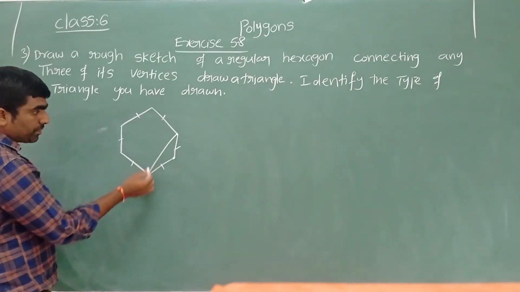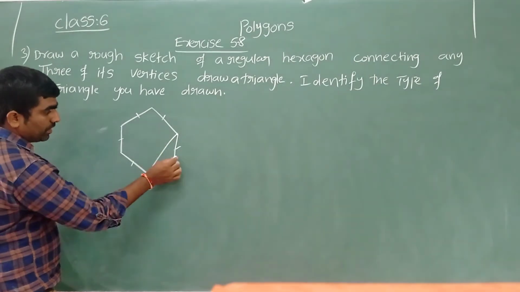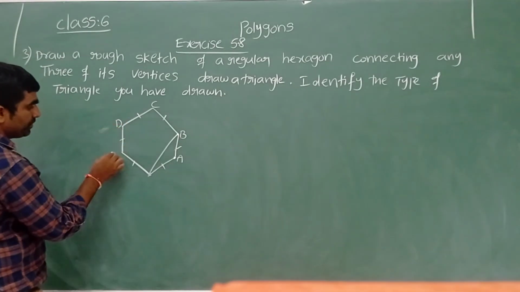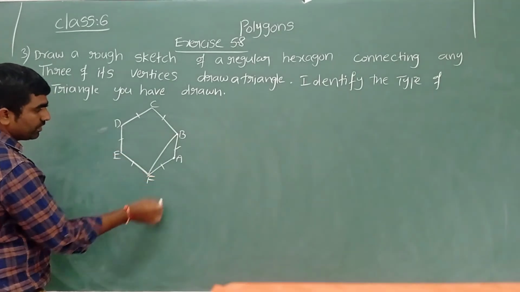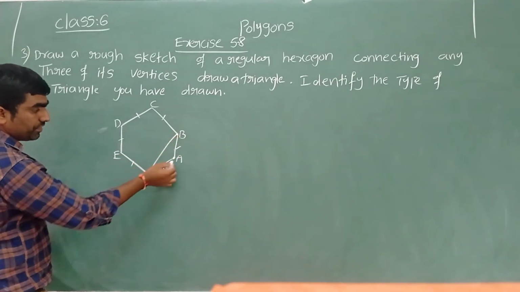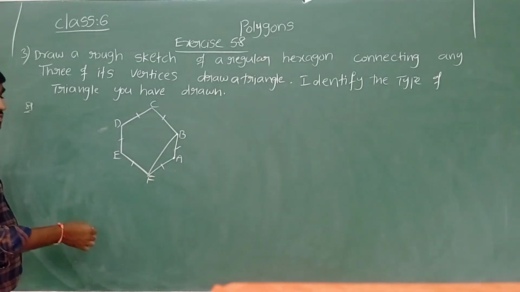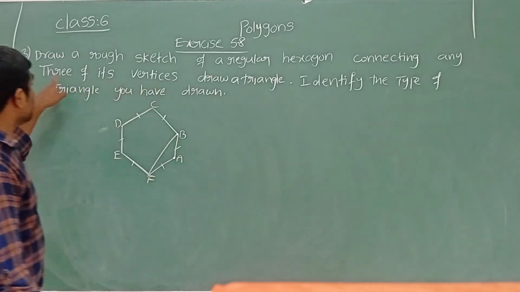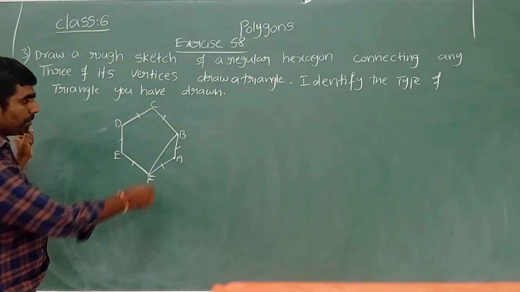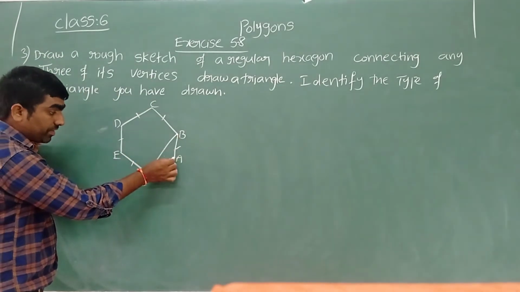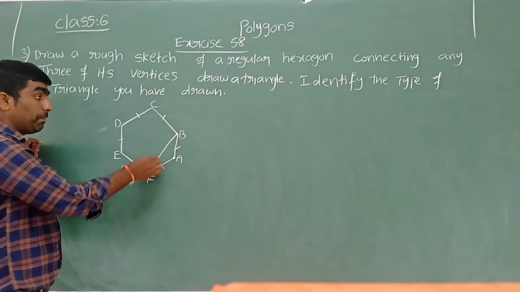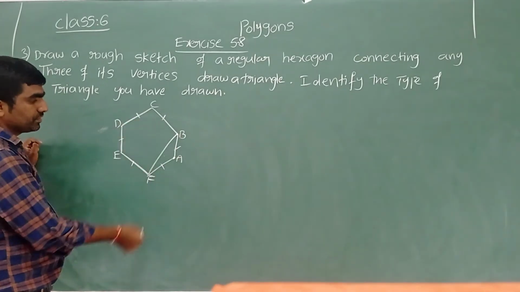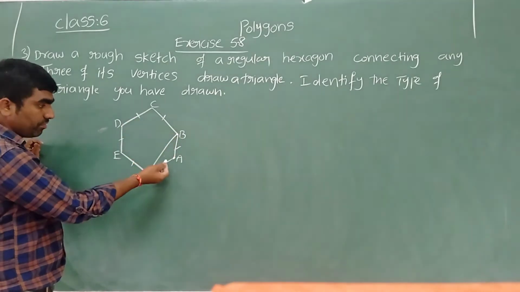Now tell me, which type of triangle is it? Let me write the names first: A, B, C, D, E, F. Now what can we say here? B, F, E or A, B, F, which type of triangle is it? ABF is a triangle connecting any three of its vertices. B is one vertex, A is one vertex, F is also one vertex. By connecting any three vertices of a six-sided regular polygon, we get a triangle.